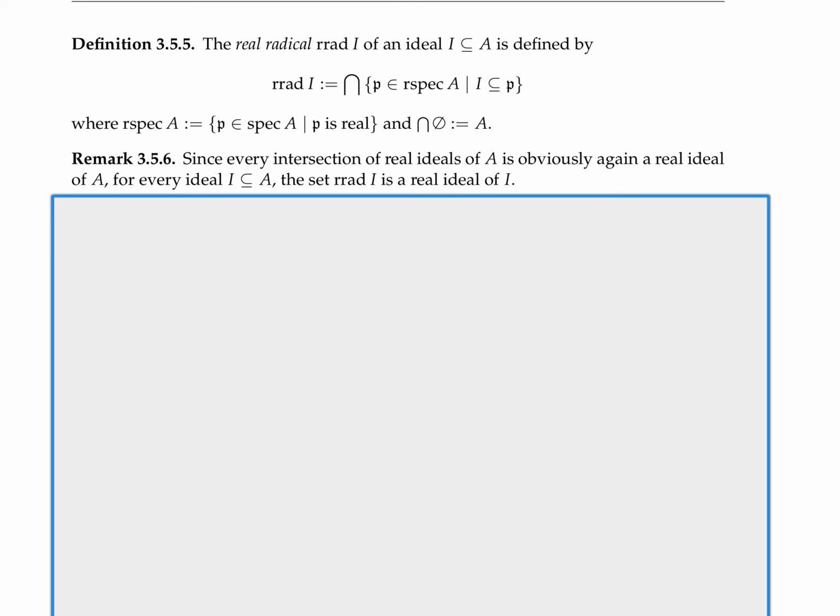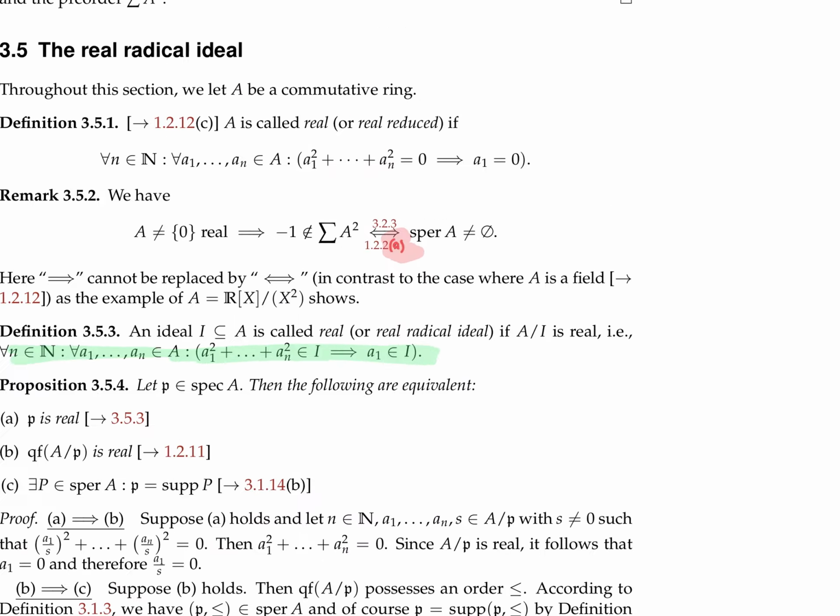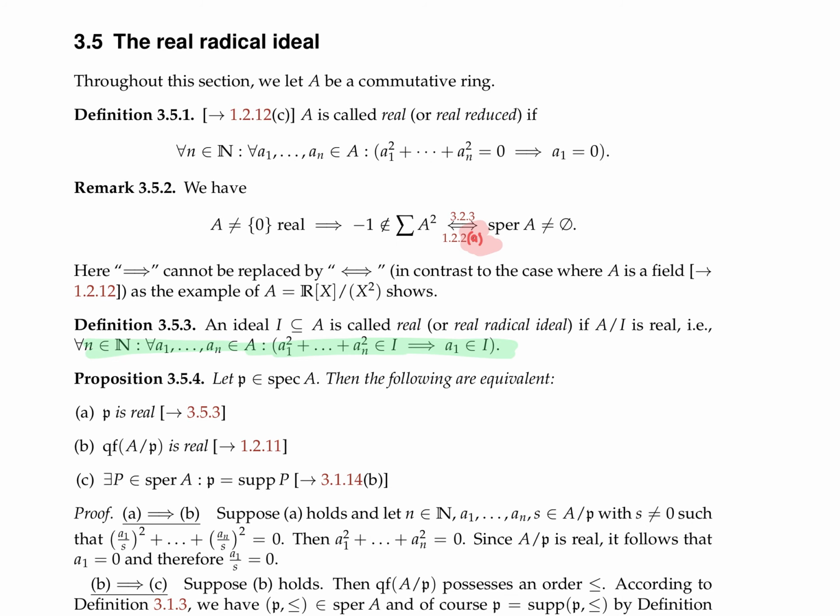In the classical theory, for every ideal, its classical radical, its usual radical, is a reduced ideal, right? Is a radical ideal. And these real ideals are also sometimes called real radical ideals, as I said. So that's exactly the real analog.